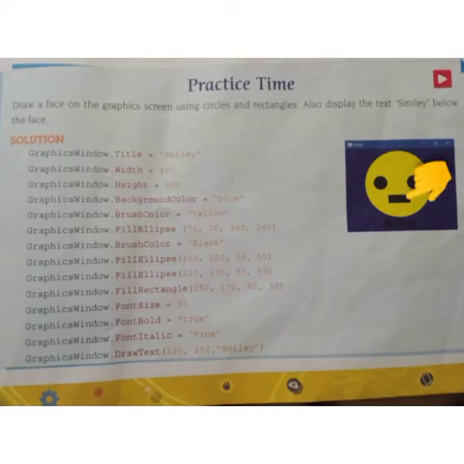Next, by using a rectangle, I'm going to draw the mouth of the smiley. So graphics window dot fill rectangle. Fill rectangle means I have already given the brush color, so by using the black color, it's going to fill the rectangle. So fill rectangle of 150, 170, 80 comma 30. So 80 comma 30 is the width and height. At the location 150, 170, I'm going to draw a rectangle with width 80 and height 30, filled with black color.